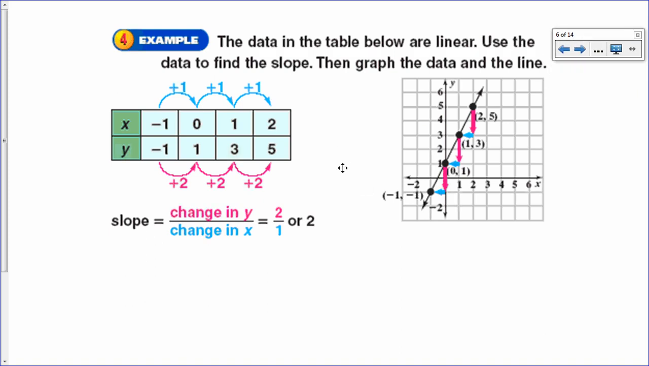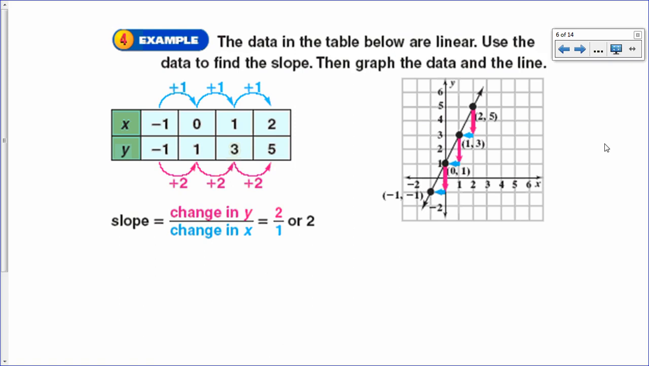Here's another example for you. It says the data in the table below are linear. Use the data to find the slope and then graph it. Well, here's your table. Look at your x's. Each one is going up by 1. Your y's are each going up by 2. So your slope is going to be equal to the change in y over the change in x, which is 2 over 1, or we can just say 2.